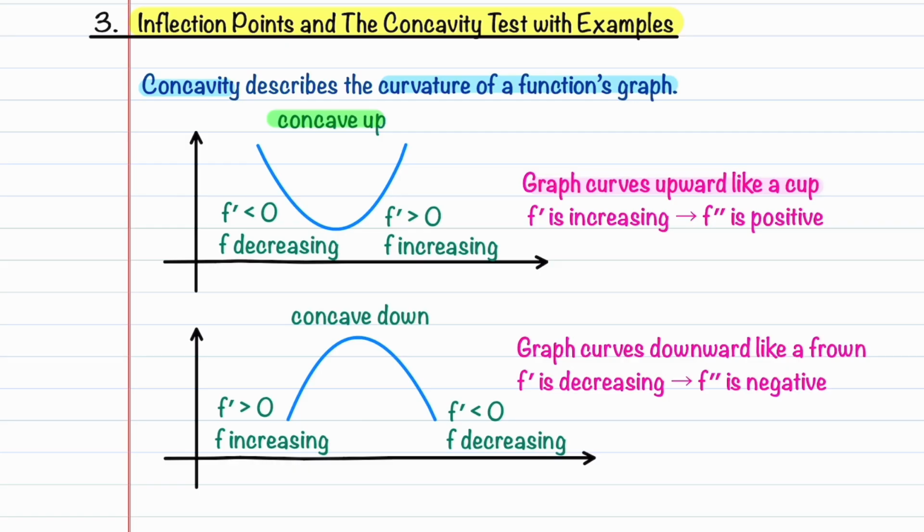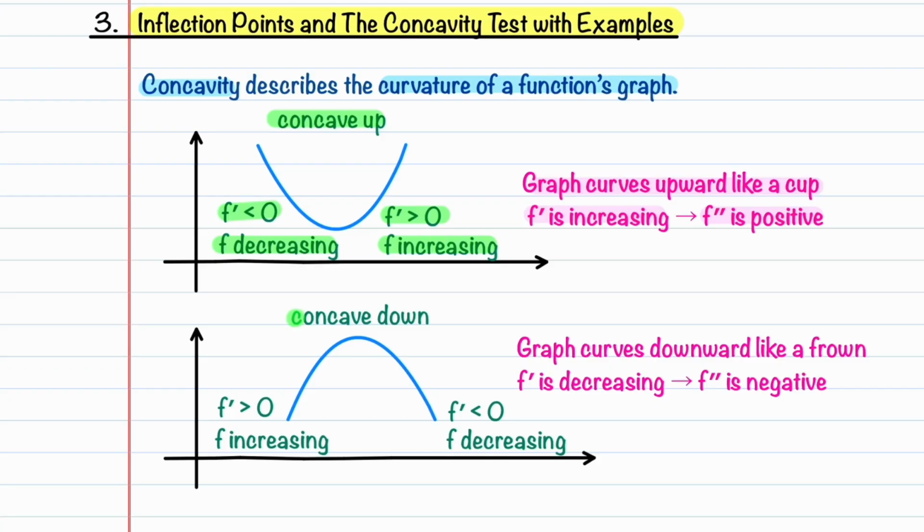When a graph is concave up, it starts out decreasing and then it increases. So that means that its derivative is changing from negative to positive, and that means that the derivative is increasing, which then means that the second derivative is positive. That's going to be really important when we look at the concavity test.